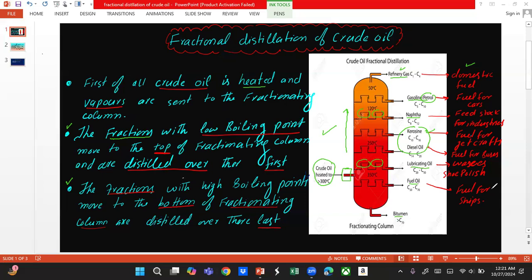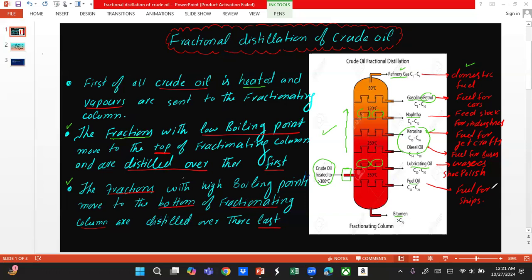And now the last thing I want to tell you for this lesson: you can be asked to differentiate between heavy fractions and lighter fractions. You have to write at least 2-3 points depending upon the marks. For example, the fractions at the top have low boiling points. The fractions at the bottom have high boiling points. Second point, the fractions at the top are more volatile. They can easily evaporate. And the fractions at the bottom are less volatile.